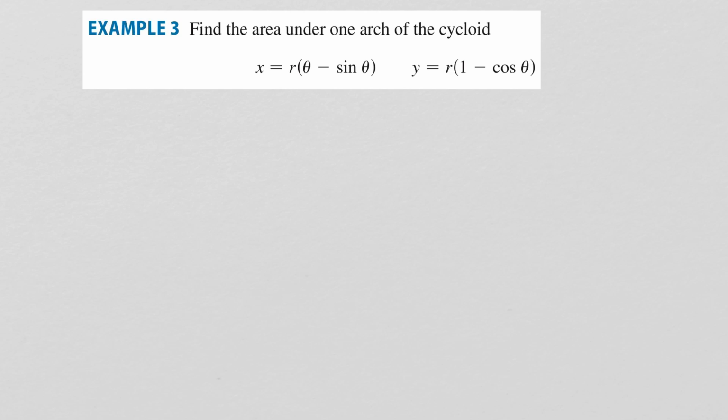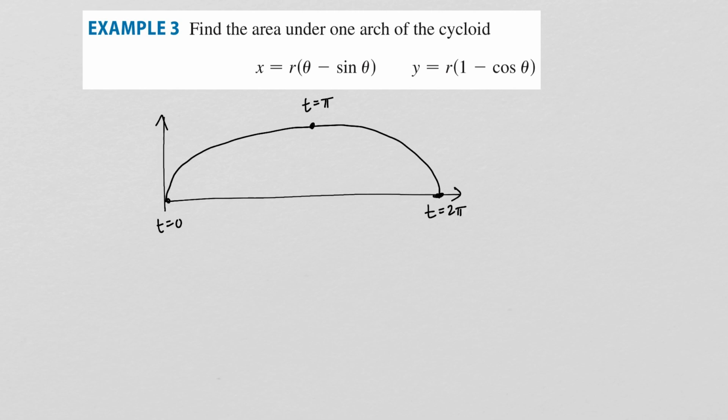So in this example, we want to find the area under one arch of the cycloid. So let's remember what the cycloid looks like. The cycloid is the curve that looks something like this. And this corresponds to t equals 0. The top here corresponds to t equals pi, and the other side here corresponds to t equals 2 pi. So to find the area under the curve, notice that the orientation of this curve is going from left to right. So we should just be able to take the integral from t equals 0 to t equals 2 pi.